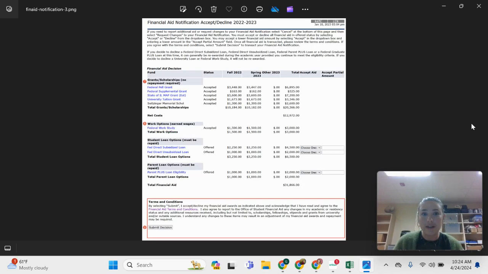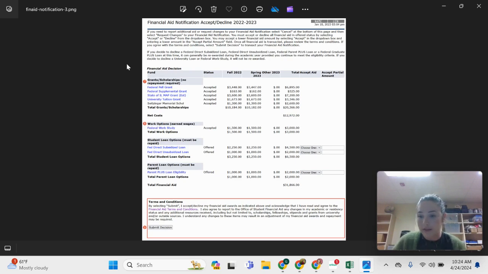Let's get started. Every financial aid letter is going to look different based on the institution. They all have a different layout. This is an example of one from the 2022 to 2023 school year. Here we have different types of aid. The first one you'll usually look at is how much grant or scholarships you'll be getting.